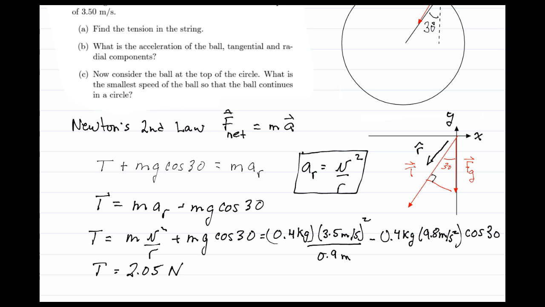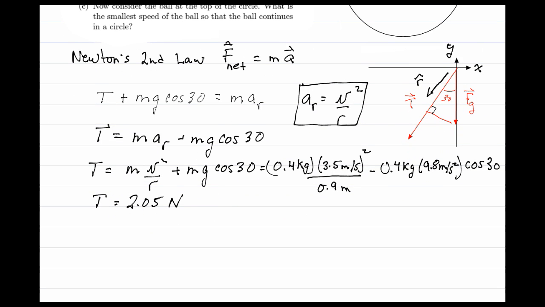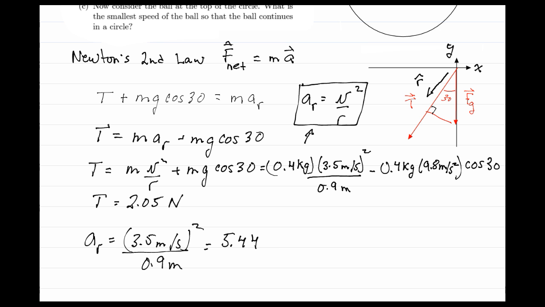The next question is, what is the acceleration of the ball? We want the tangential and radial components. Well, the radial component, we've already written down an equation. It's that thing up there. So a_r is just 3.5 meters per second, and we're squaring all of that, divided by the radius, which is 0.9 meters, and evaluating that should give you 5.44 meters per second squared.